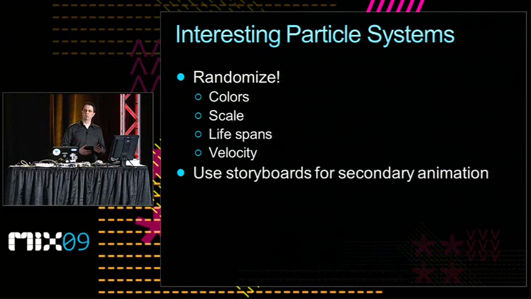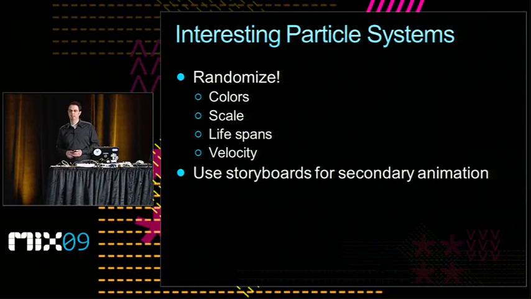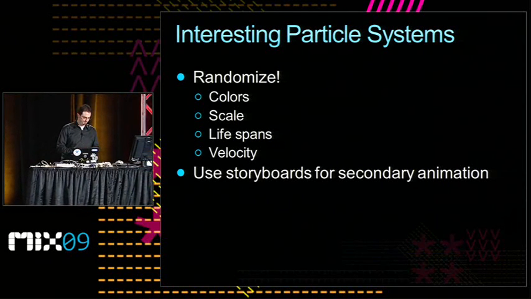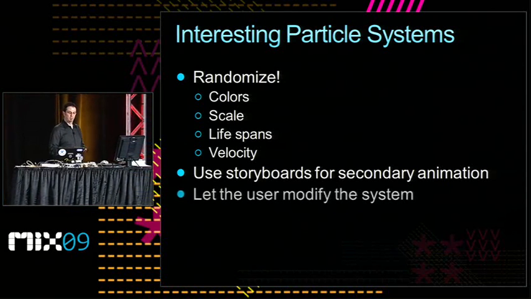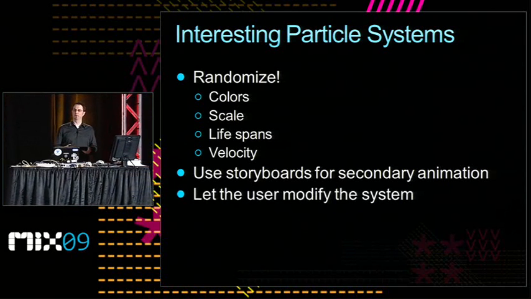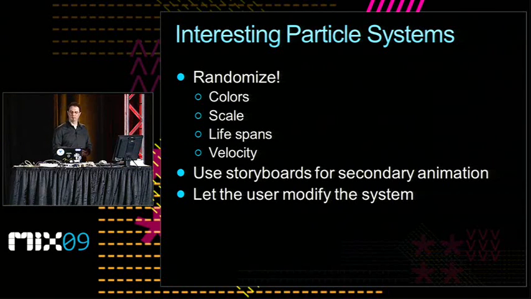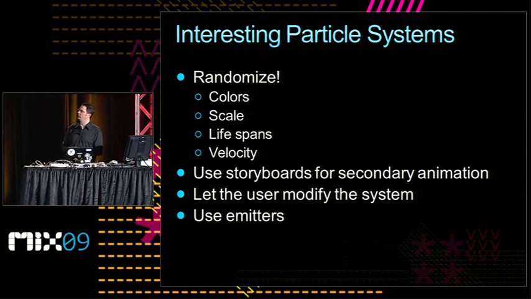Even though you have a particle that's part of a system and is being moved with vectors, you can still use storyboards on the particles to create some secondary animation. And I have a good example of this I'll show you in a moment. You can let the user modify the system. This isn't realistic all the time, but sometimes with explosions or the examples I'm going to show you here, it goes a long way to drawing a user into your application when they have the ability to tweak some sliders and see what changes it makes to your system. And then the last thing you can do to create an interesting particle system would be to use an emitter.